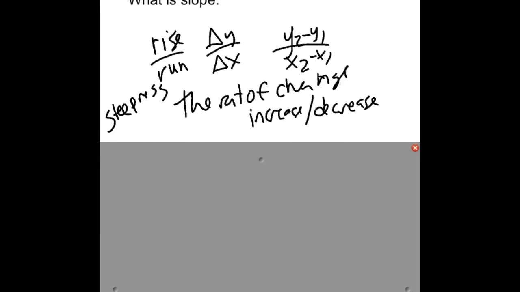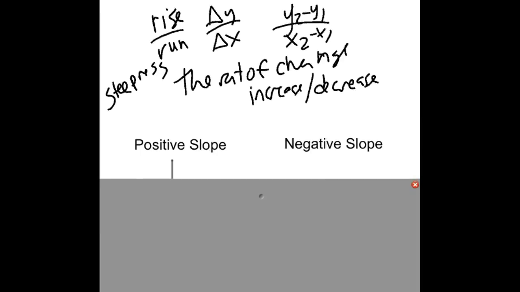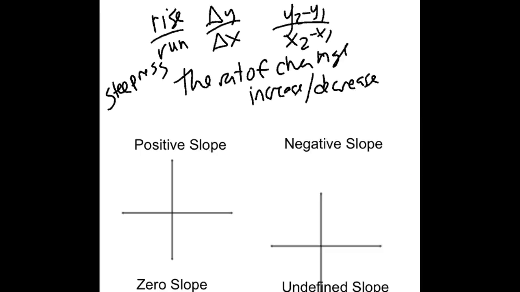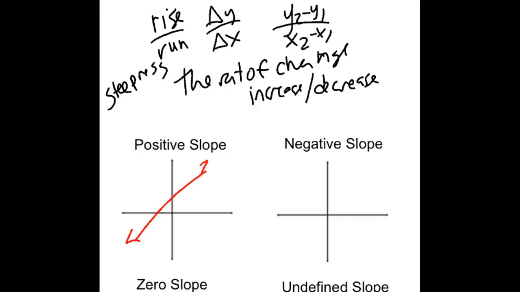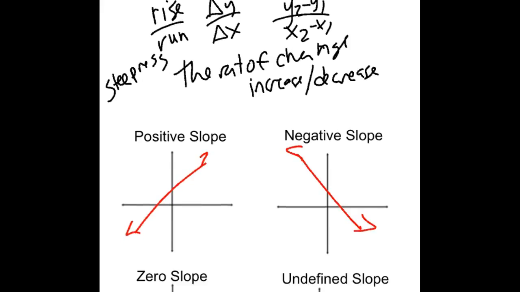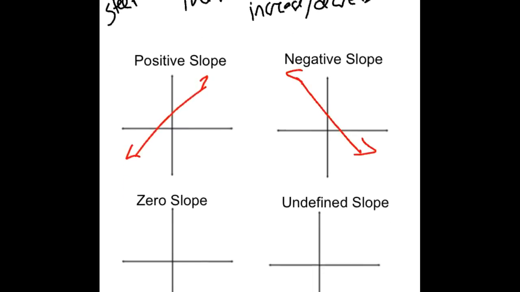Now, there are different kinds of slope. There's positive slope, slope that is increasing. There's negative slope that is decreasing. There is zero slope and there is undefined slope.